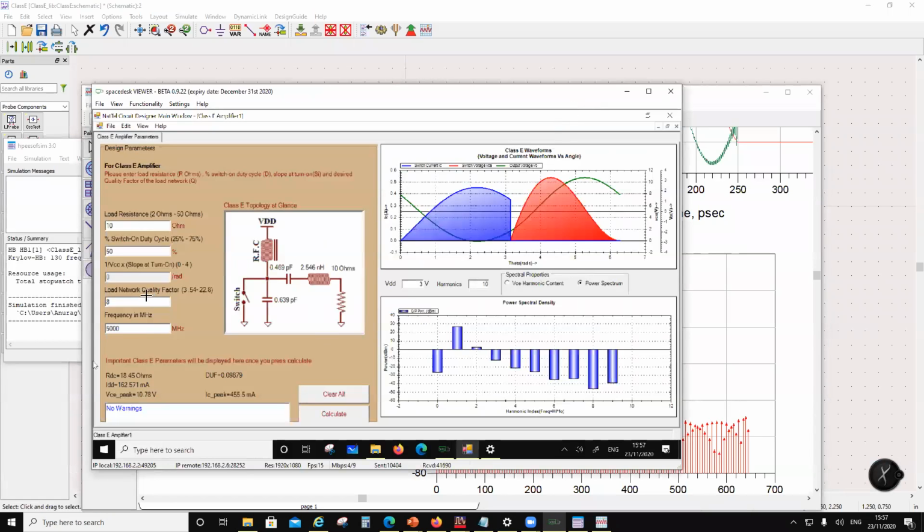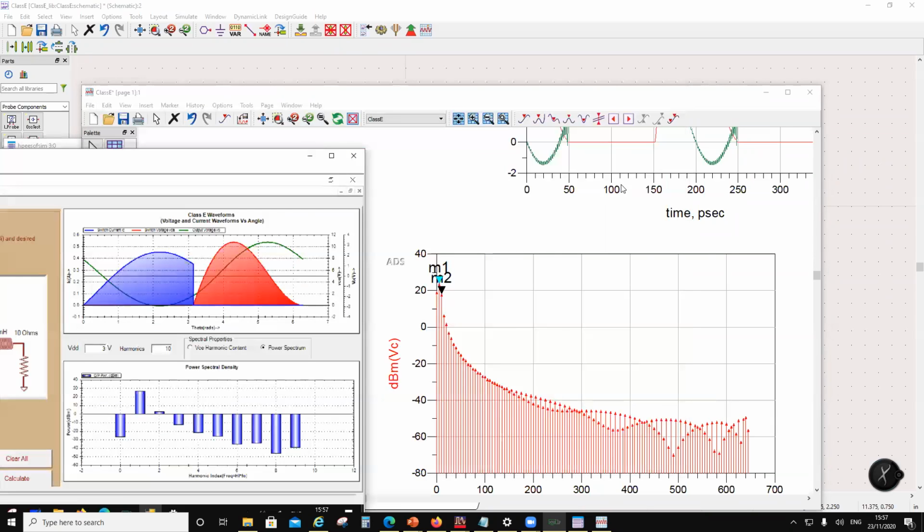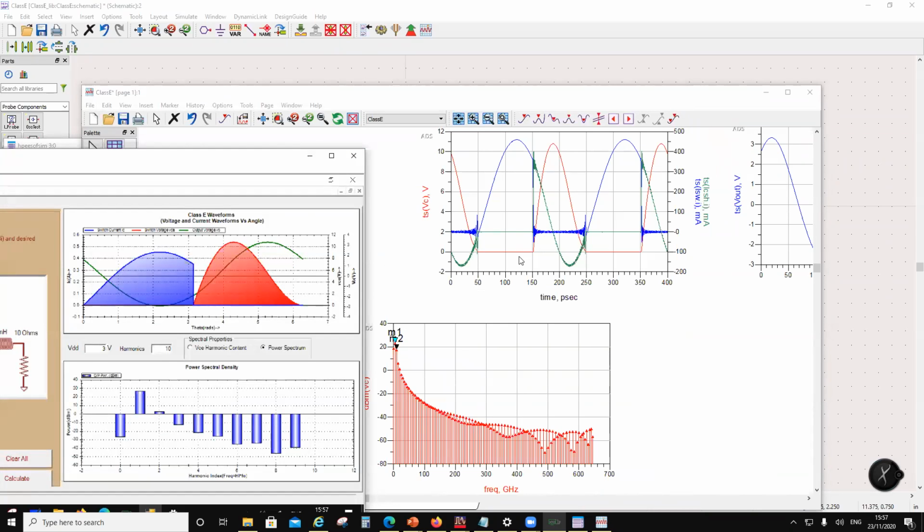Now this software can design for any Q and any slope actually. So I can allow some slope here, and then you will see a current spike here because you are allowing a certain voltage across, right? Or rather certain current or charge stored in the capacitor. So it will come up as a spike here. So that will be suboptimum class E.